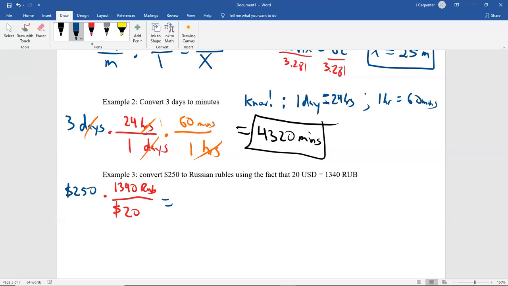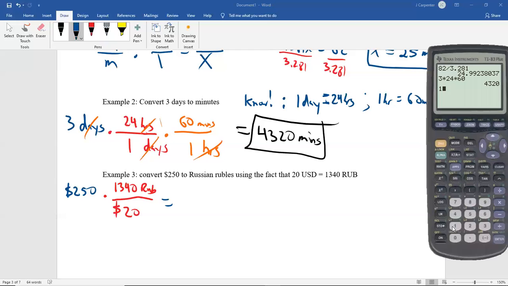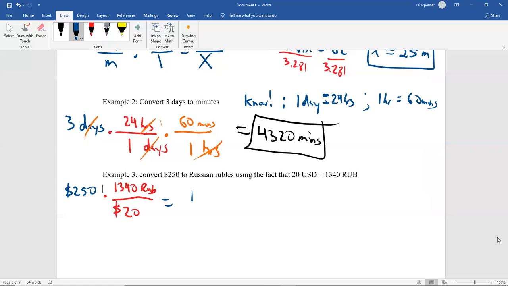All right, so we're going to take the 250. Now, there are numbers that aren't 1 in the top and bottom, so this is going to be a multiply and a divide. We're going to have to multiply the 250 by the 1340, then we divide it by the 20. So we take 250 times the 1340 divided by the 20. And we end up with 16,750. Now the dollars, there's a dollar in the top and a dollar in the bottom, so they cancel, meaning that the answer is in these rubles.